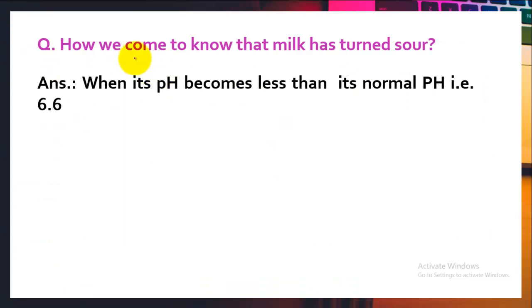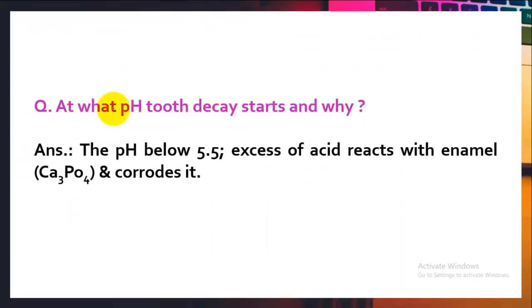Next question is, how do we come to know that milk has turned sour? We can come to know when its pH falls below its normal pH, that is 6.6. Next question is, at what pH does tooth decay start and why? A pH below 5.5 results in tooth decay because when we eat some sugary substance, acid is secreted that lowers the pH of the mouth, and this acid reacts with tooth enamel, that is Ca3(PO4)2, and corrodes it.